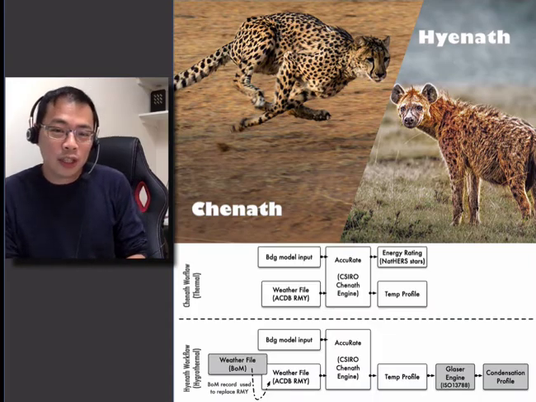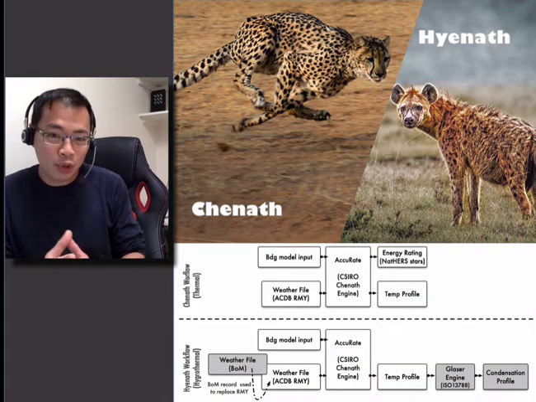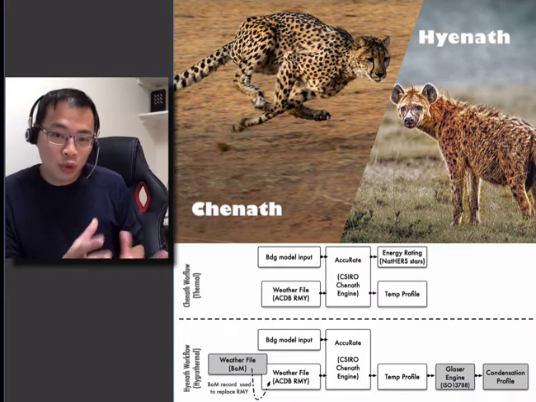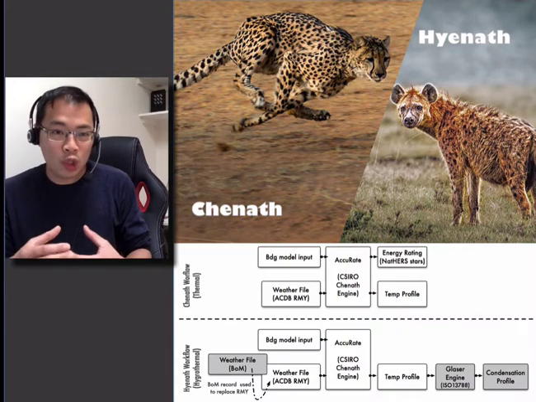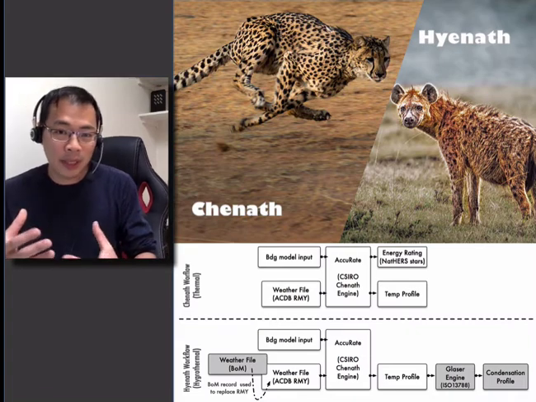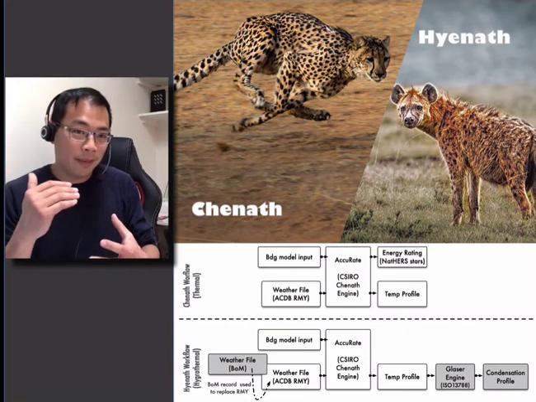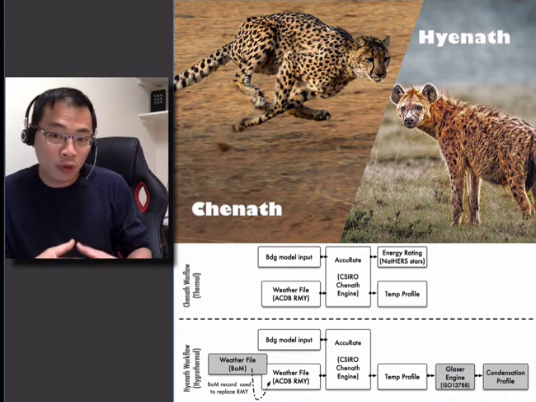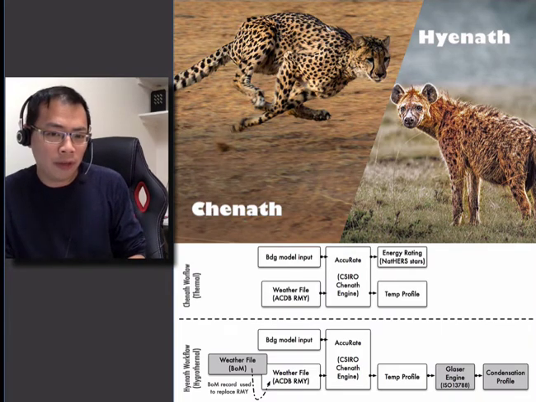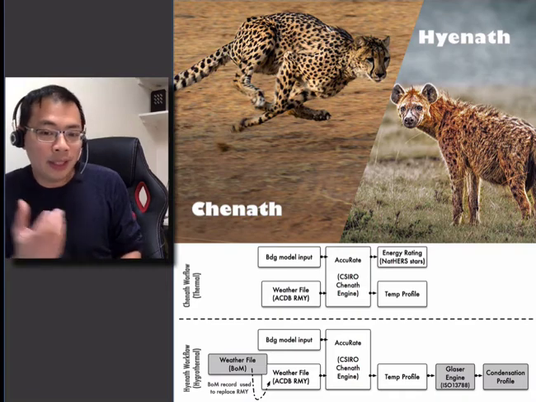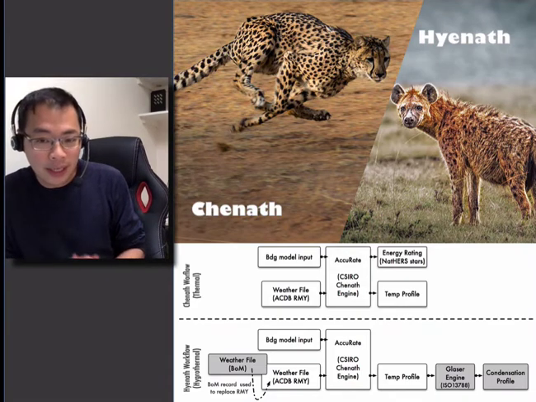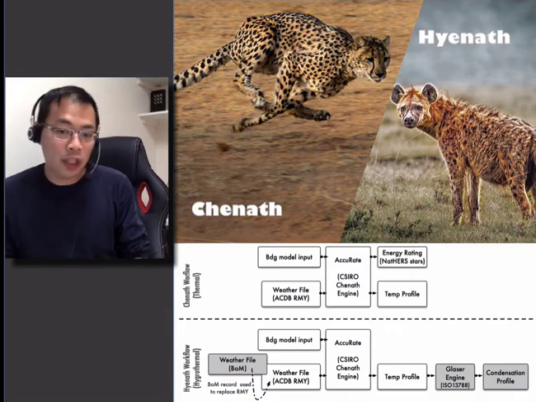Now, Chenath has two modelling inputs. One is the building model itself, and the other is the weather file. These go into the engine, from which you would get a star rating to see whether it was compliant with the requirements of the code. Another output, which was very useful for further analysis, was the temperature profile. What we were thinking is that we could take the temperature profile, put that through the ISO 13788 method and come up with a condensation profile.